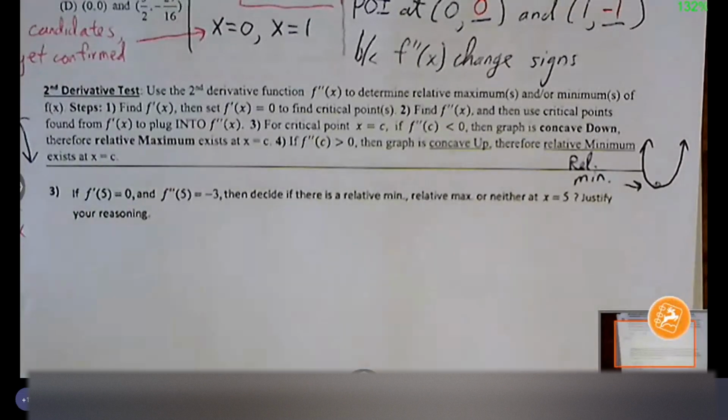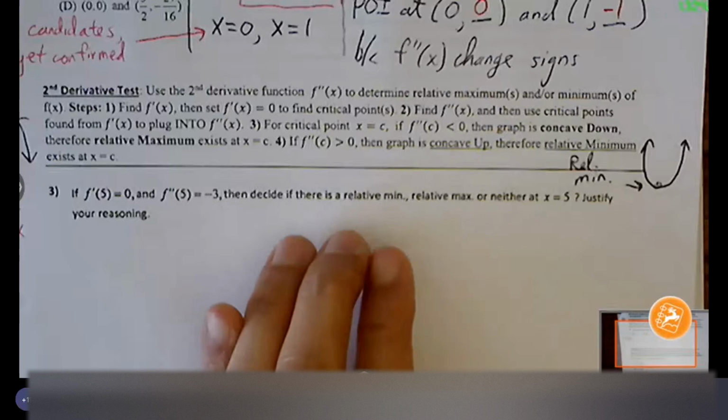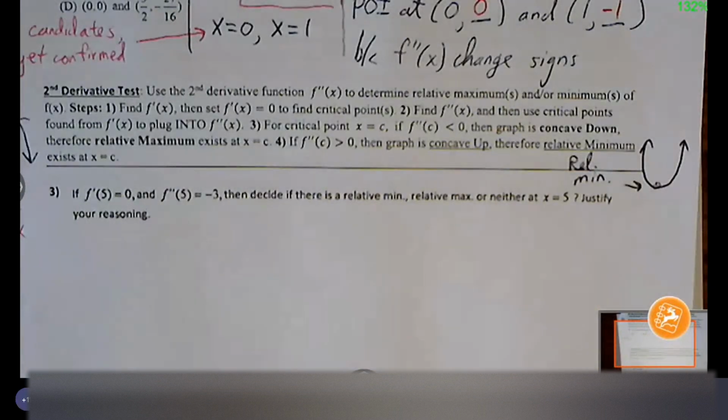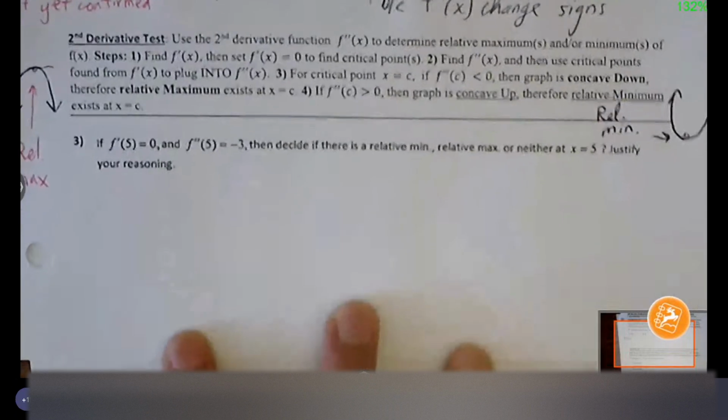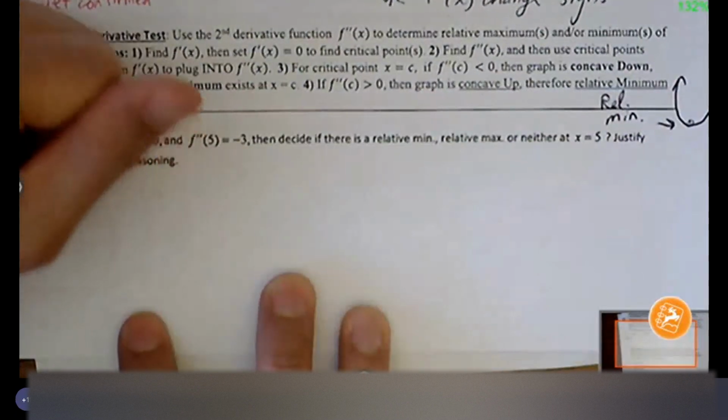So let's look at example 3. This is a problem where even if you try to go through the first derivative test, you're not going to have enough information. You're going to have to rely on the second derivative test to conclude whether there's a max or min. So let's look at the statements provided. It says f prime of 5 is equal to 0.